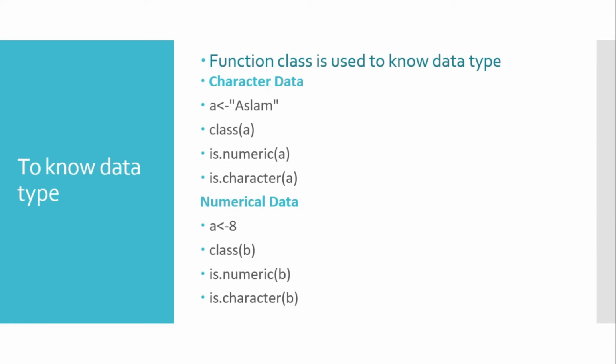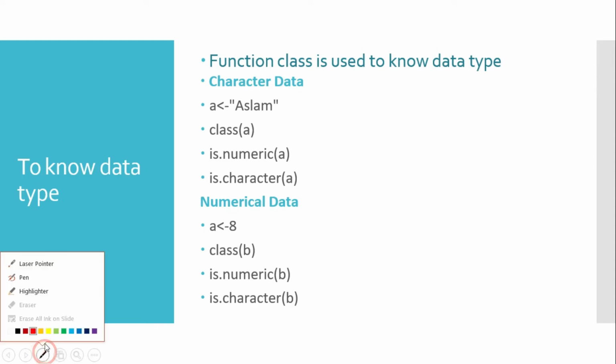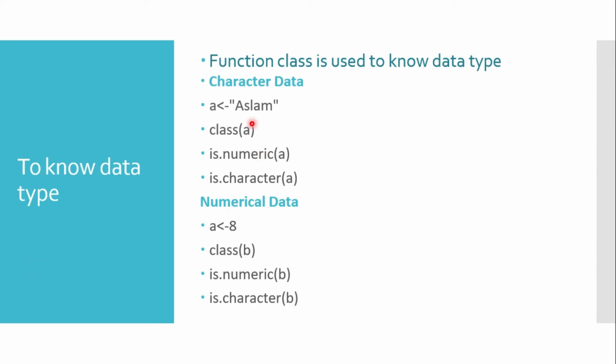The next important topic in R is if you want to know the type of the data. Suppose you have created any object, like this is the first object that you have created. Now you want to know about the type of this data. There is this function called class, and you write the object name in parentheses and it is going to tell you which type of data it is.